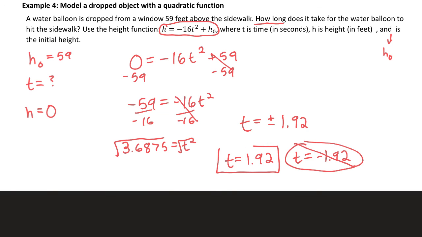Positive 1.92 makes sense because time makes sense as a positive value. So when I give you a context, just make sure you think about answers that make sense in the context and don't make sense in the context.